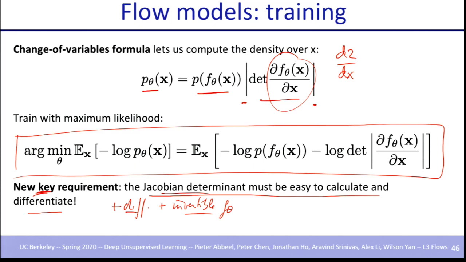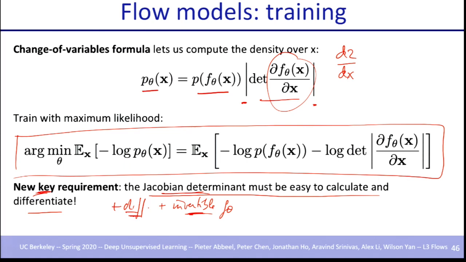Differentiable is not too hard. We set up a neural network, and we usually set it up to be differentiable. But the invertible and determinant requirements are things we need to think about. If we just put up an arbitrary neural net to go from x to z, it's probably not going to satisfy those properties. Question? Is the f theta function R^d to R?